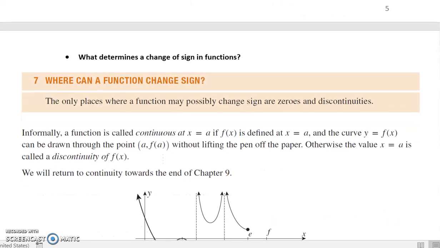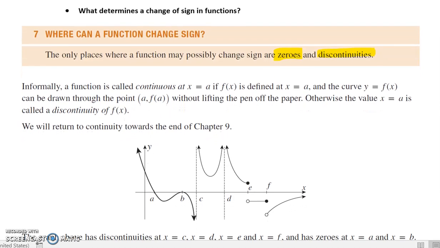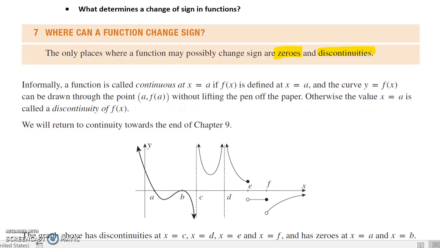And figuring out its sign basically means that we're looking for places where there are zeros or discontinuities. Okay, so zeros is kind of like when we factorize and we solve for x, letting something be equal to 0, or in this case, greater than, less than, or greater than or equal to, less than or equal to 0.